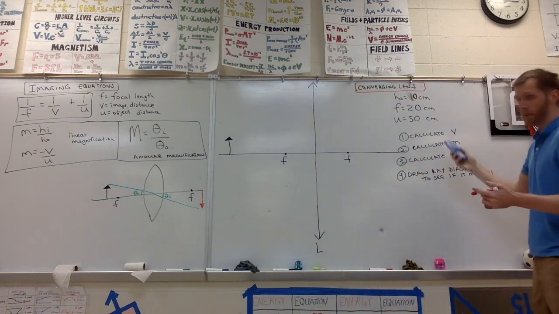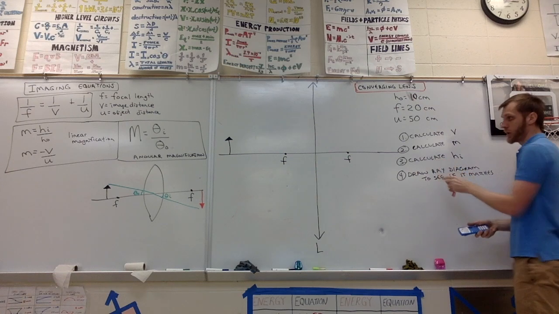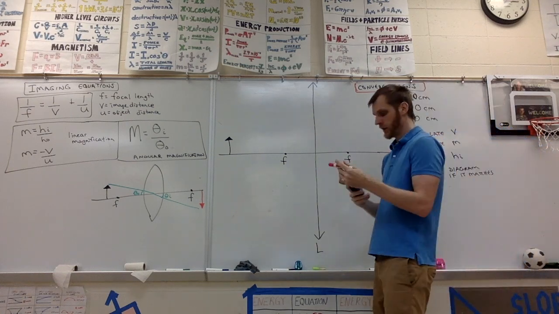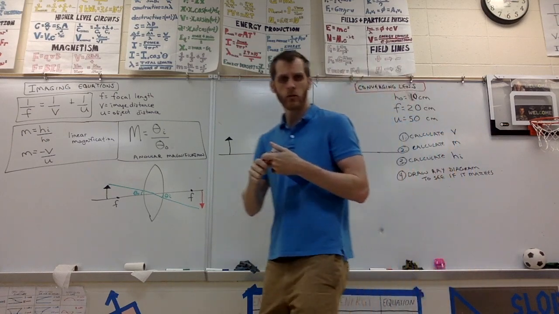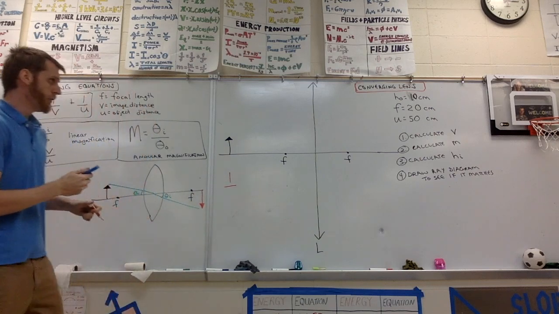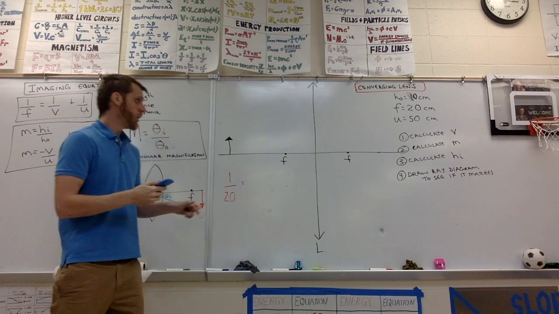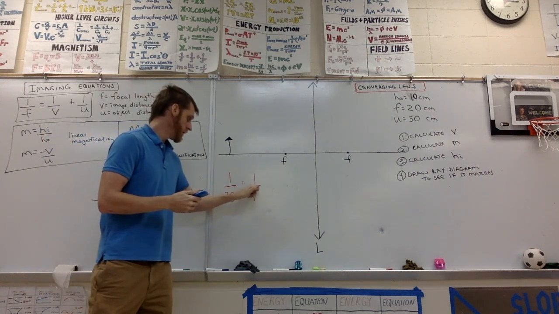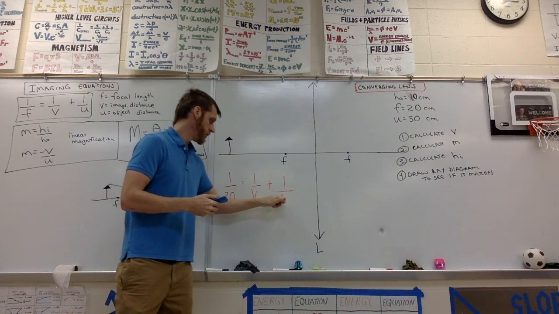And we're going to do the same thing. We calculate the image distance, calculate the magnification, calculate the height of the image, and draw the ray diagram to verify that these work. Let's go through the equations first. So first equation, we have 1 over f, which is 1 over 20, is equal to 1 over v plus 1 over u, which is 1 over 50.